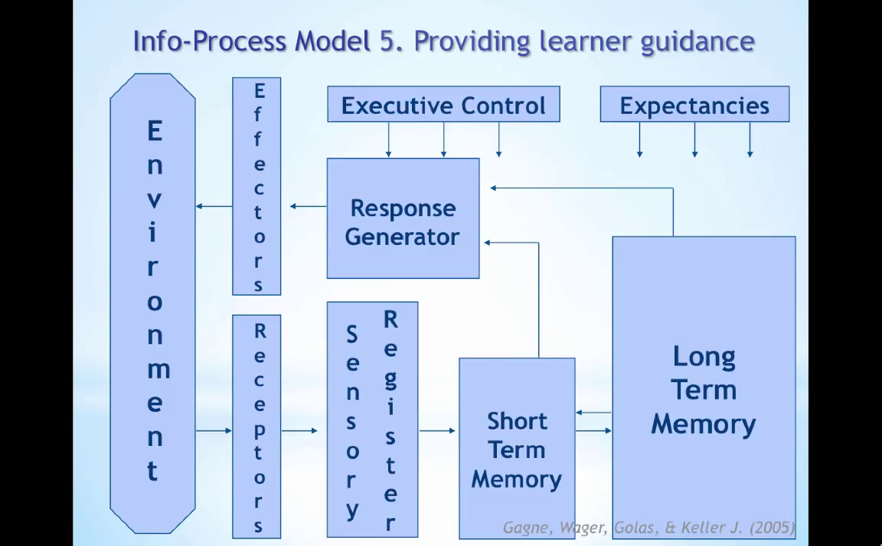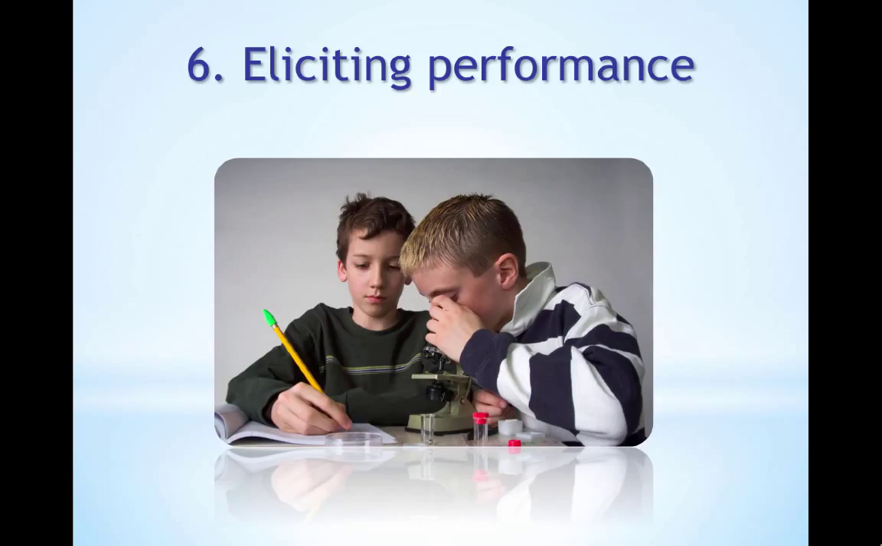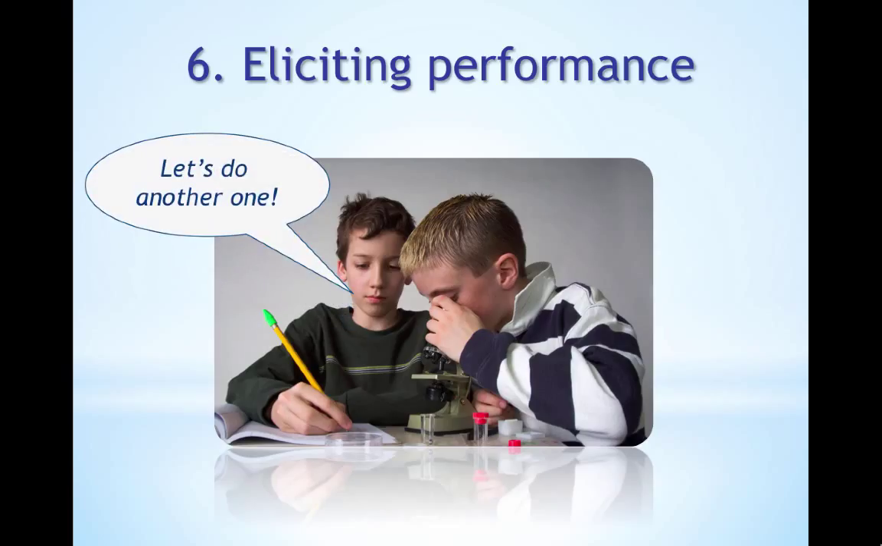So in the information processing model, this deals with taking things from short-term memory and trying to create semantic encoding, in other words, making the things that they see and do into semantics in their brain. This way, it's encoded into long-term memory so that they can retrieve it later. Eliciting performance, often called practice, is the process where we let students solve problems on their own.